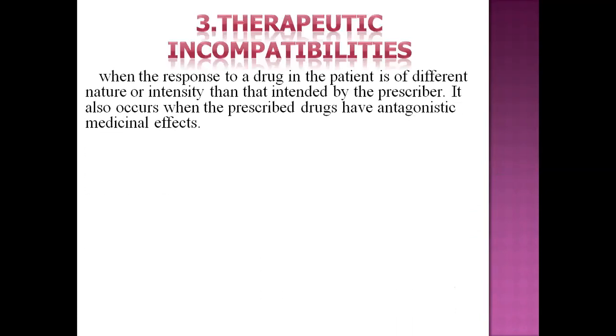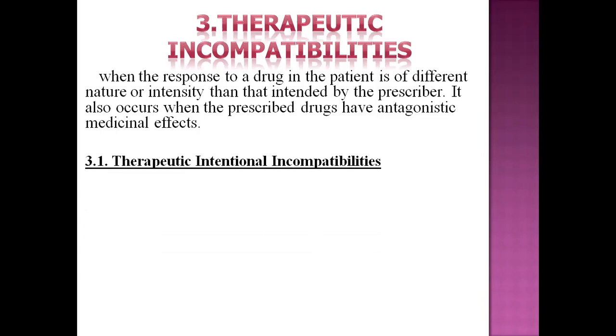Therapeutic incompatibility occurs when the response to a drug in the patient is of a different nature or intensity than that intended by the prescriber. It also occurs when the prescribed drugs have antagonistic medicinal effects. Okay? So this therapeutic incompatibility means that the pharmacological effect of one drug is overcome, or there is some sort of interaction between the pharmacological effect of one drug and another drug, one or more drugs. So there is an interaction or incompatibility between the pharmacological effects.